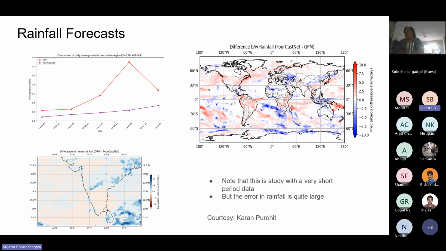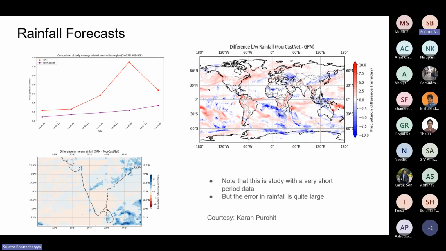So we looked at rainfall forecast for India, and this is of course the global difference of rainfall. You can see the errors are much larger as compared to temperatures. This is the GTM data which we have compared, and this is the ForecastNet. This is a 5-day forecast of the All India mean. You can see there are large differences. This is what ForecastNet is giving, and this is the GTM. So rainfall is still a challenge, and this is the map of rainfall averaged over time.